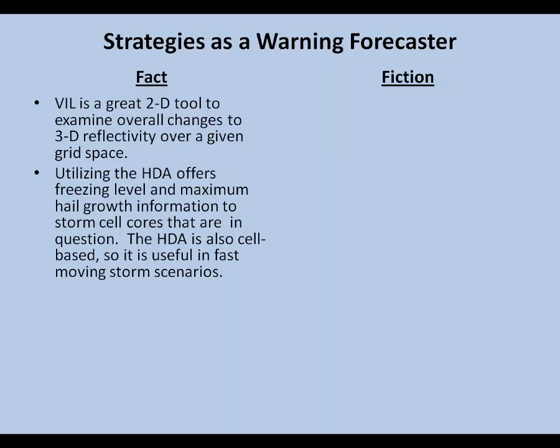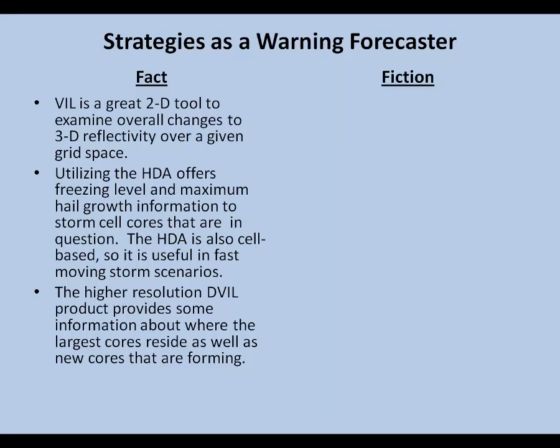By utilizing the hail detection algorithm, you offer freezing level and maximum hail growth information to storm cells that are in question. The fact also that HDA is cell-based instead of grid-based means it doesn't matter that the storm cells are moving fast, as long as the SCIT algorithm is determining that the storm is actually there. So it's good for fast-moving scenarios, which is typical sometimes in the Southeast.